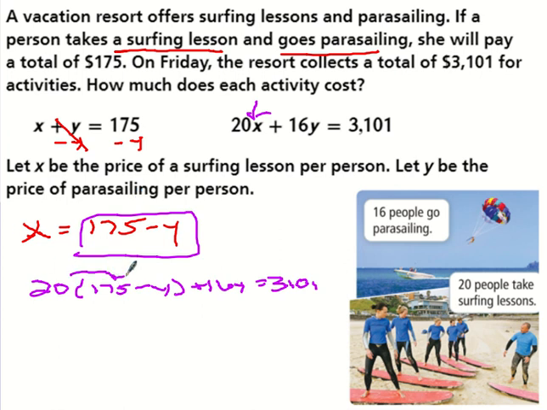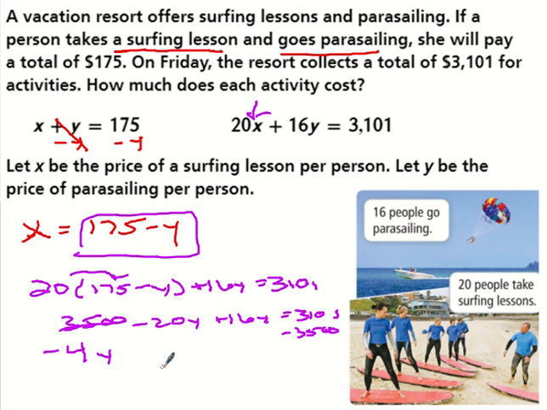So I get to do 20 times 175, which is 3,500. Minus 20y plus 16y equals 3,101. So let's see, if I combine like terms, that's going to make negative 4y. If I subtract 3,500 from both sides, I kind of did two steps at once there. Okay, but I'm going to do 3,101 minus 3,500. I'm just using a calculator right now, guys, to make this go by a little bit easier.